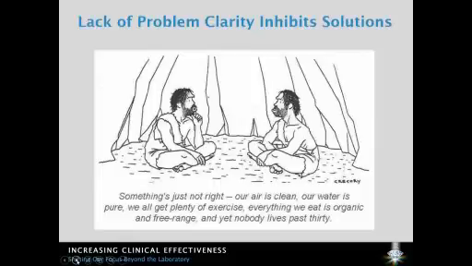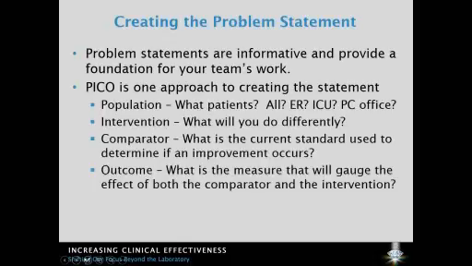Lacking a good, clear problem can inhibit solutions. I love this cartoon. Something's just not right. Our air is clean. Our water is pure. We all get plenty of exercise. Everything we eat is organic and free range, and yet nobody lives past 30. So even if the problem is that nobody lives past 30, the way they've defined the problem, the parameters, is off target. And that will lead them down the wrong path. So setting the right description is so important.